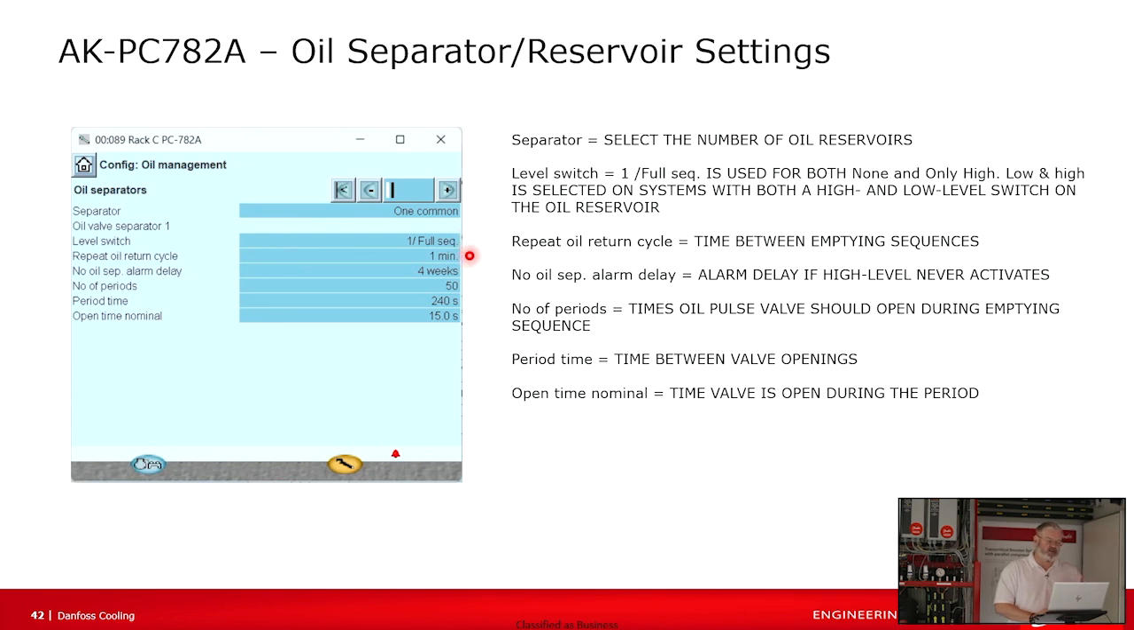And that full sequence here, we've got 1 minute repeat time. And then basically the period time is 4 minutes, 240 seconds. And then a nominal time of opening. What all of that adds up to is when the high level switch is closed, I want to open the pulse valve. I want to open the valve for 15 seconds every 4 minutes.